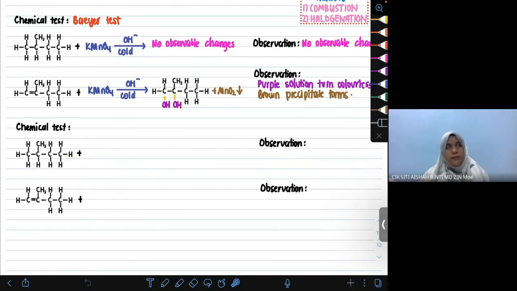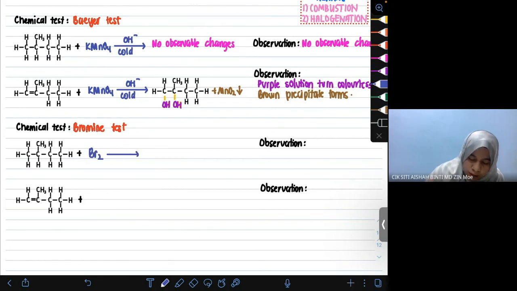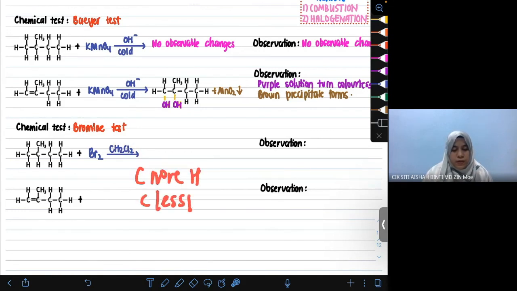Okay, so again, this reaction only occurs for an alkene. So this reaction, for the chemical test, we call it the bromine test. But in this case, we won't use KMnO4 OH minus cold. We will use Br2 in CH2Cl2, our inert solvent. Because if you add H2O, we have to consider which carbon has more hydrogen and which carbon has less hydrogen. It will be easier for you to write down the Bayer or bromine test.